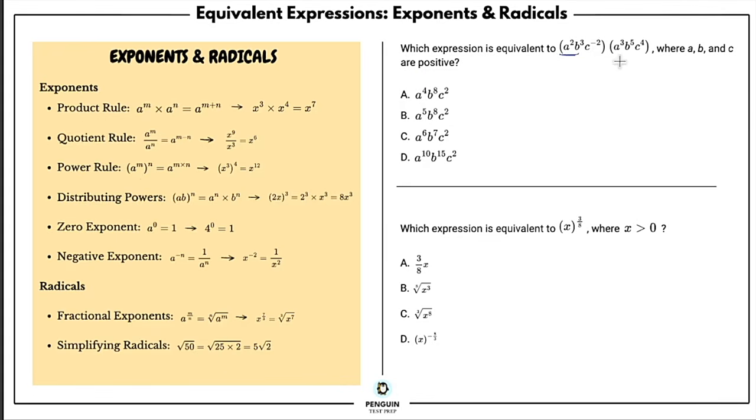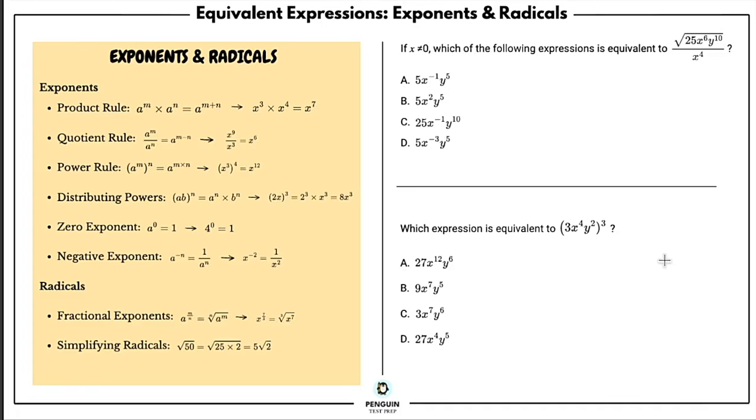A squared times a to the third is going to be a to the 5th, because remember, we want to add 2 and 3. The only one with a to the 5th is choice B, so we don't have to look at the rest of these, and choice B is our answer. Bottom right, we can clearly see that we're dealing with the fractional exponents rule. So remember, the root, 8, is the root. The flower is the power, x to the third. That's going to be choice B as well, so choice B is the answer for this one as well.